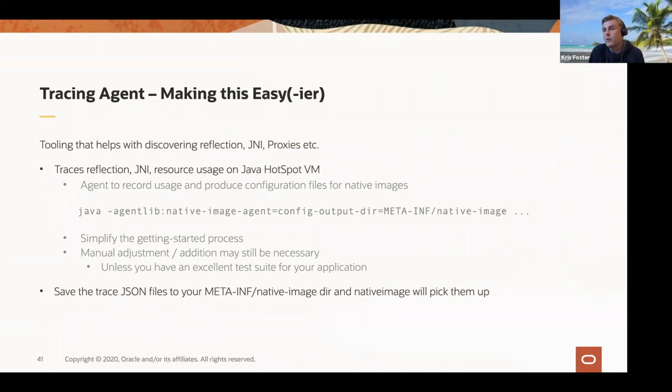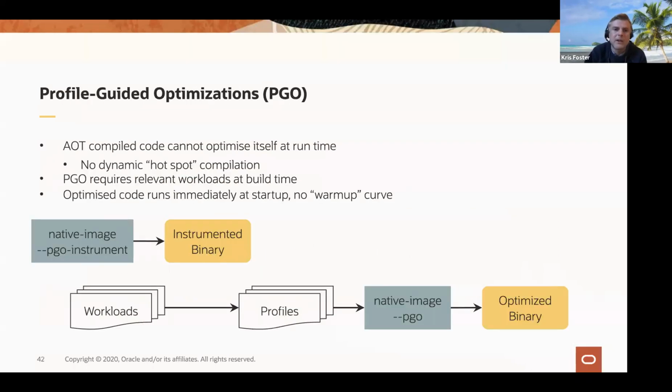You would also probably want to look at the source code, right? Just eyeball it and make sure that nothing's been missed, look at the configuration. But that's the basic approach. You should use the tracing agent to get this configuration so that you can build your native image.